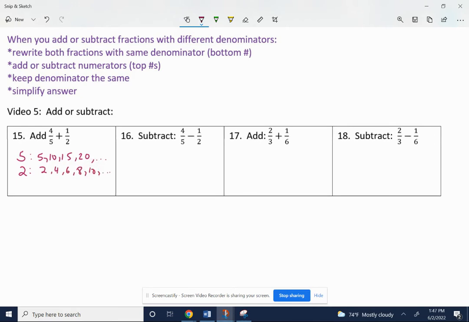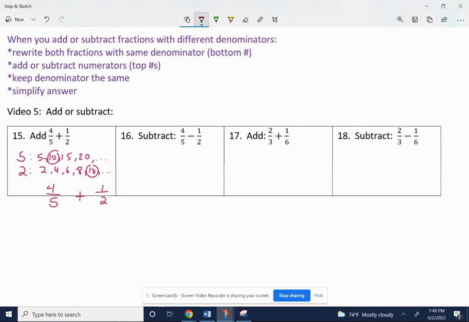Dot, dot, dot. The first number you come up with that's the same in both lists is the least common multiple, and that's what we're finding. We're finding the least common multiple of the two numbers on the bottom. It's called the least common denominator. So I need to rewrite both of these fractions with the denominator of 10.